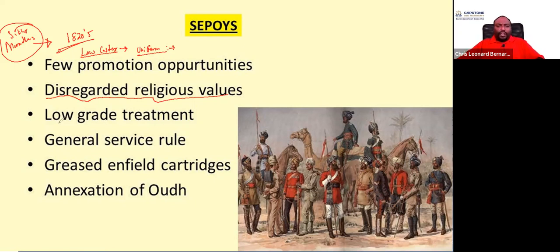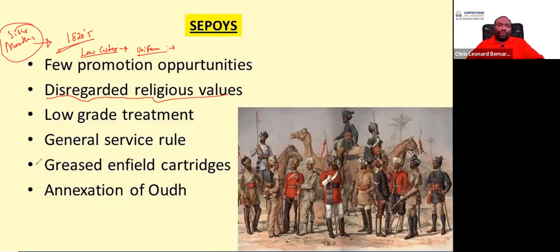And moreover, this low grade treatment which the higher caste people also received at the hands of the British brought ill will towards the British army. And this general service rule, which came in, also brought a death knell for the dominance of the higher castes. They brought in a lot of rules whereby the sepoys could not get their bata, or they were forced to travel outside the Indian mainland and cross the seas, which was against the tradition that Indians will not cross seas.